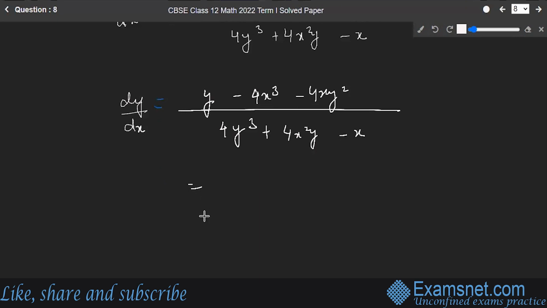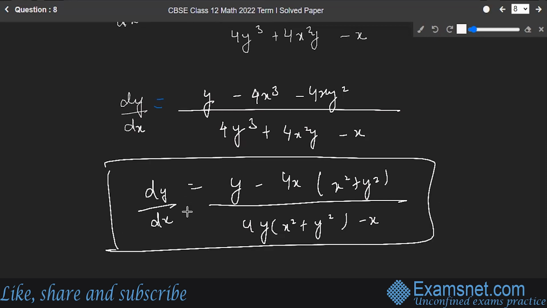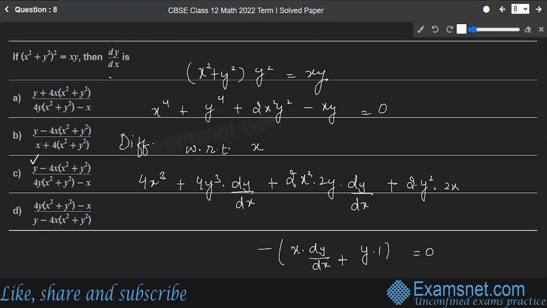So this also can be written as y, I'll take 4x common, x square plus y square whole divided by 4y into x square plus y square minus x. This is the value for dy by dx. Okay, so this is the answer to the question. Let's check. You have option B as your answer. Hope you got that. Let's move to the next question, number 9.